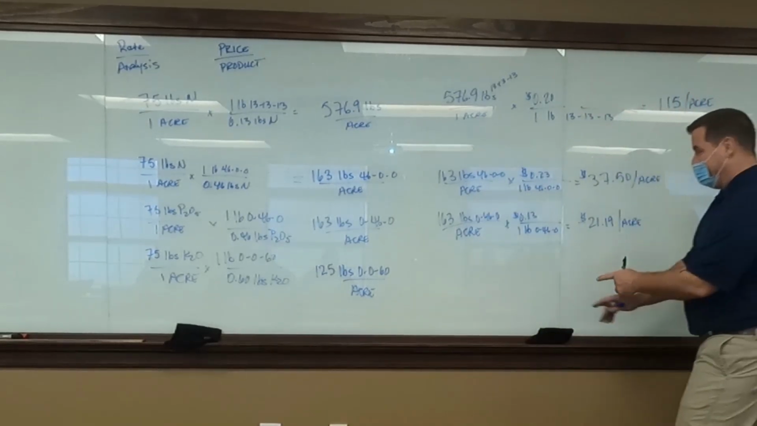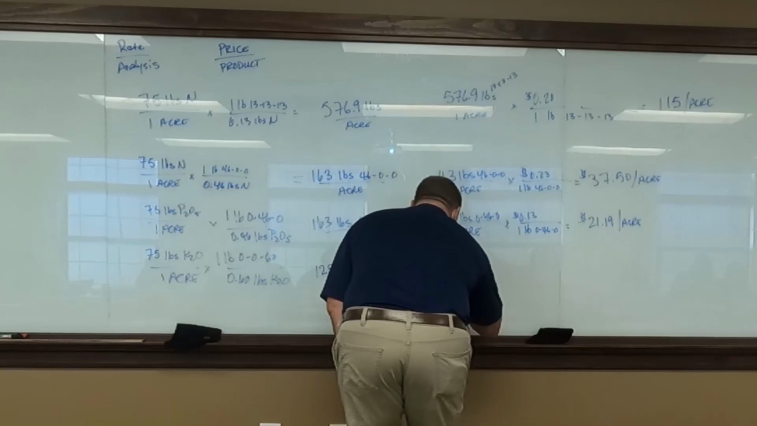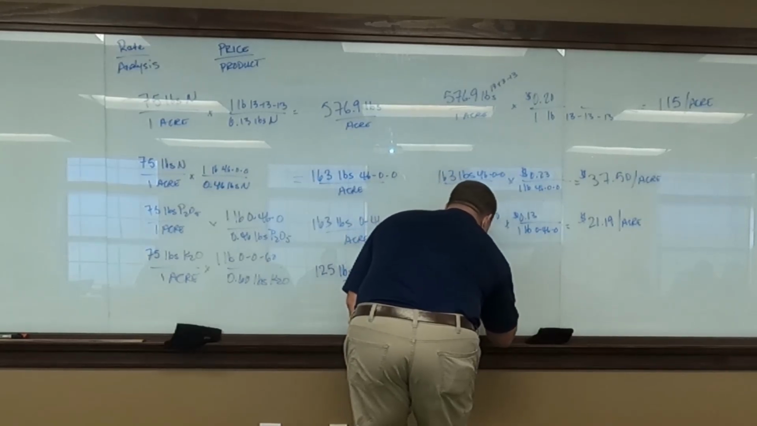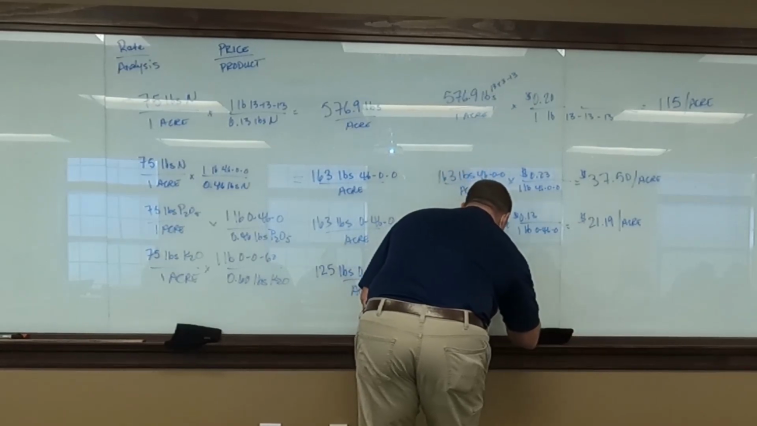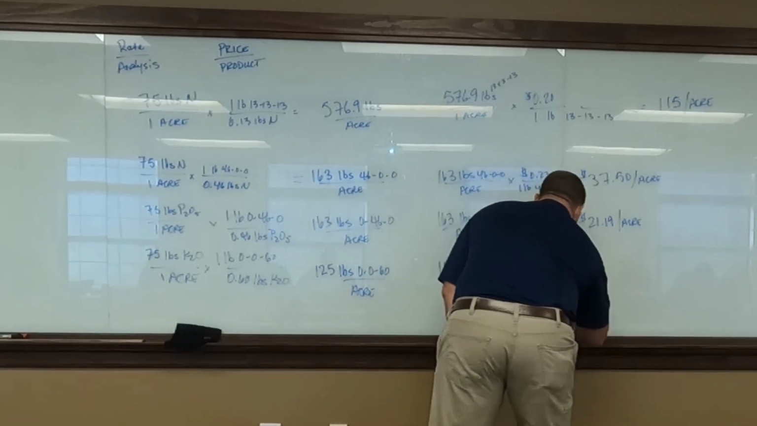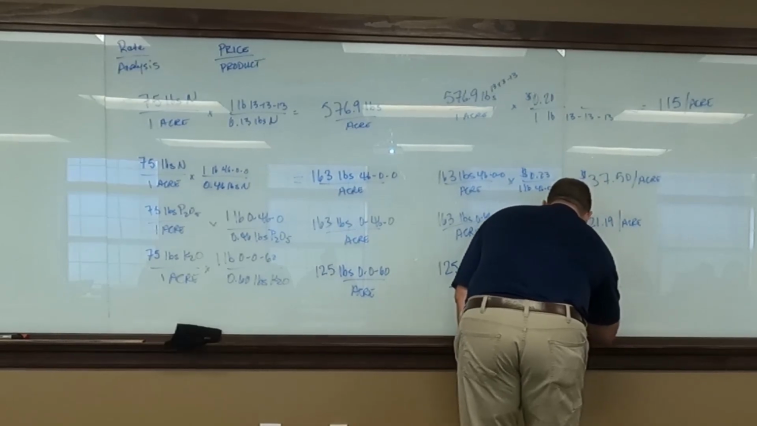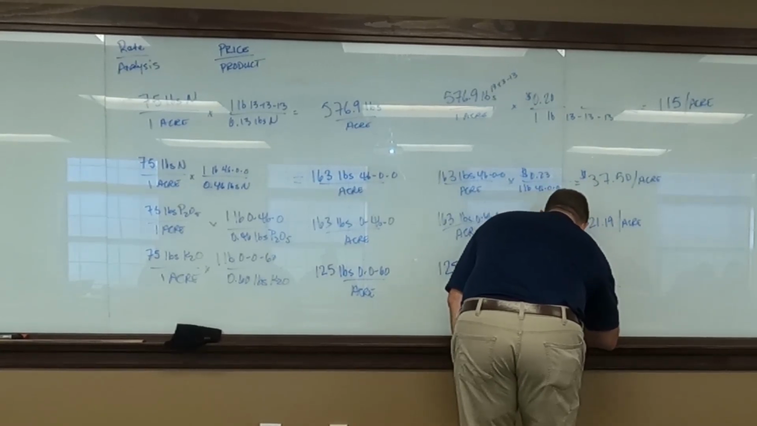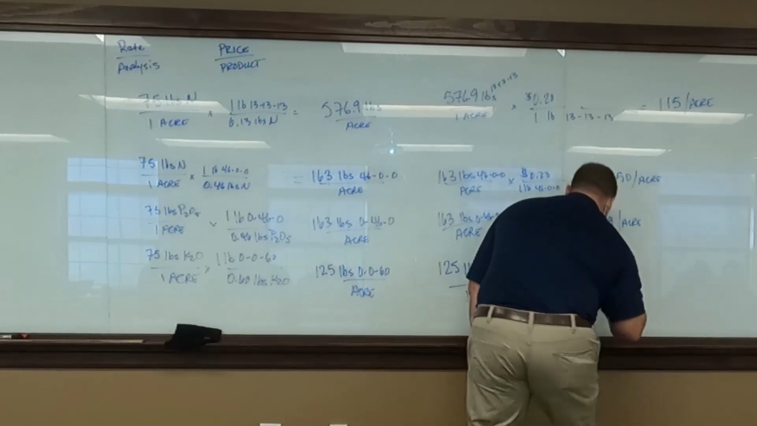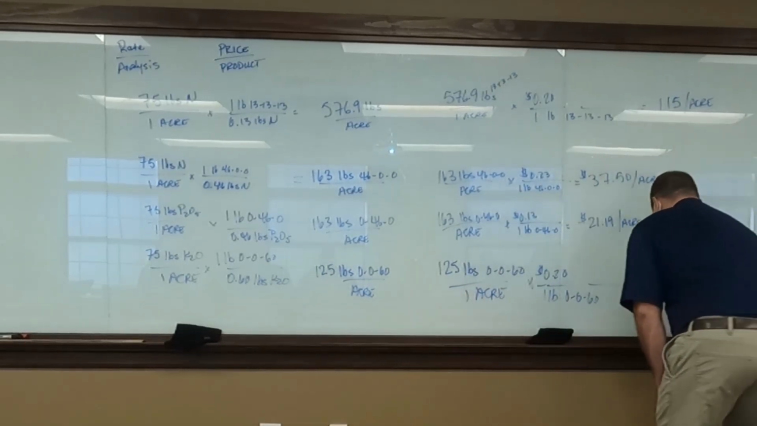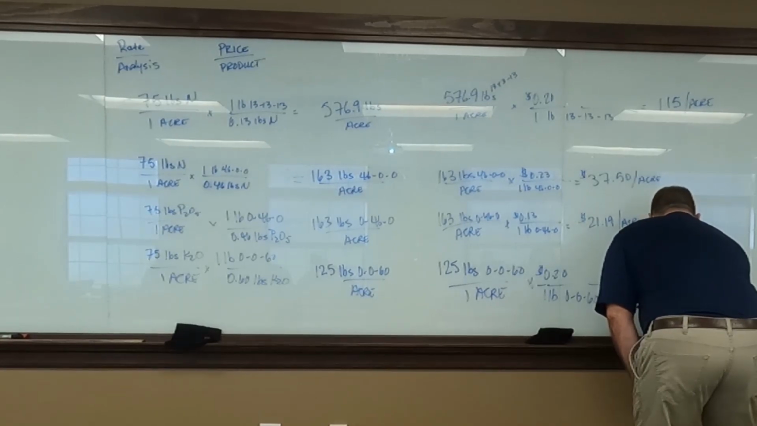All right, and how about we need 125 pounds of 0-0-60 for 1 acre. What was that, 20 cents a pound? Yes. And how much is that? $25. $25. Even? Yes.